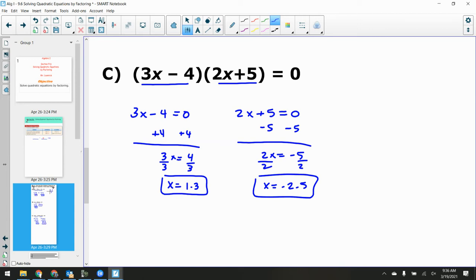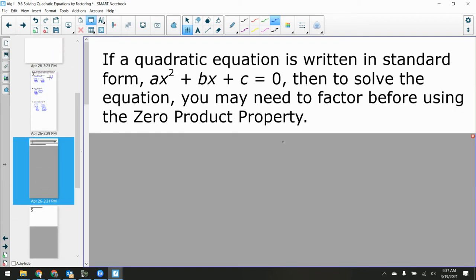Again, these are the locations where this will cross the x-axis. These are the zeros of the function. Now, here's where the difficulty is going to come. These were pre-factored for us, right? So we understand what happens once it's factored. The difficulty is going to be getting it to this point here, okay? So let's take a look.